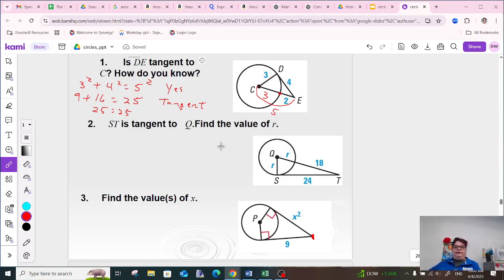For this one, who got the answer? I know Chit Chit did. Did anybody else get an answer for this one yet? Are you still working on it? You're done?